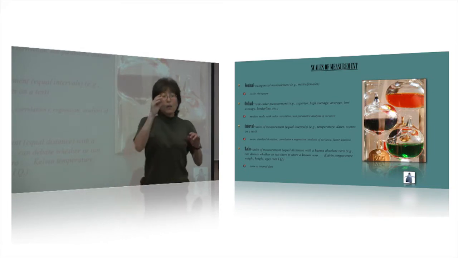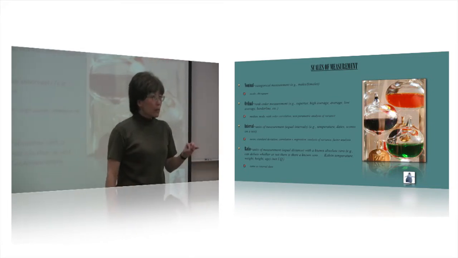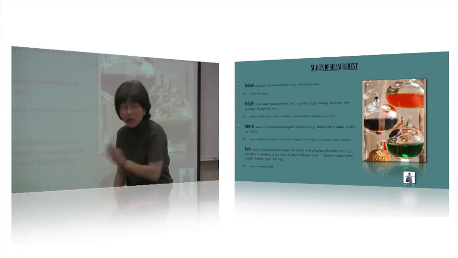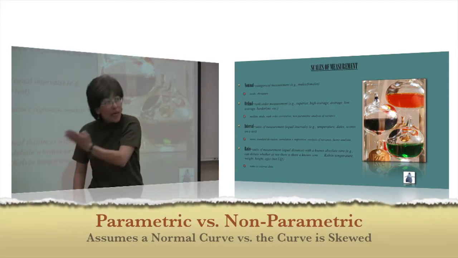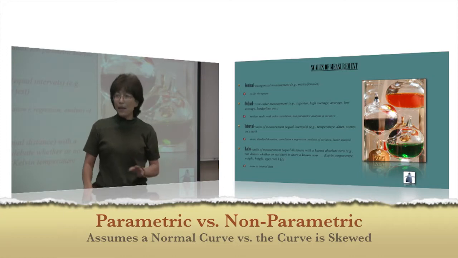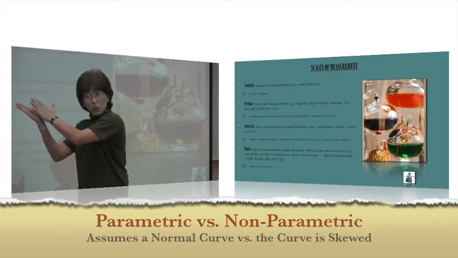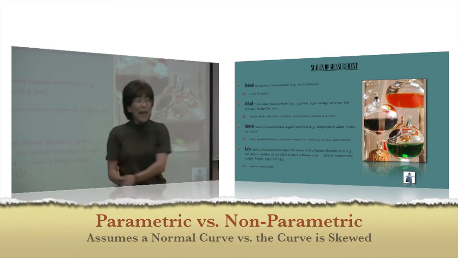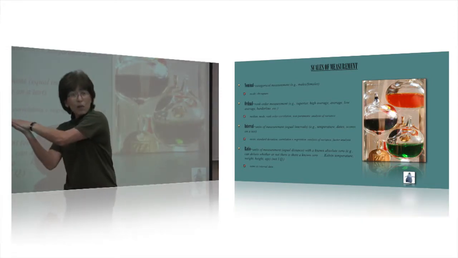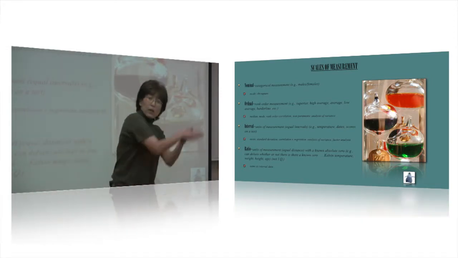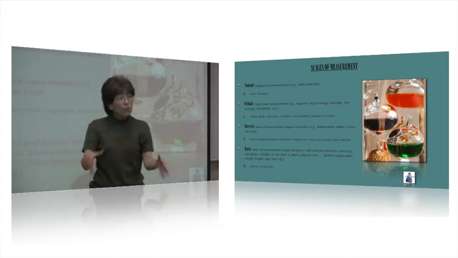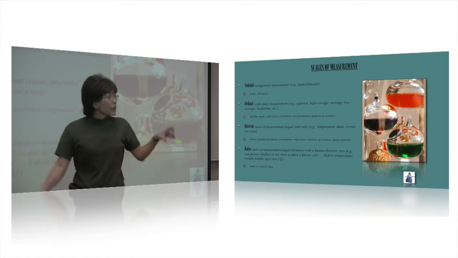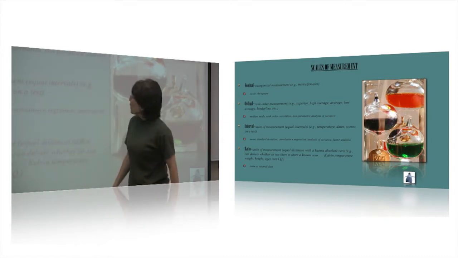And basically, when we say non-parametric versus parametric, parametric assumes that there's a normal curve. If we say non-parametric, we can't make that assumption. It may be skewed in one direction or another direction. Too many A's on the test. Almost everybody got an A. Or almost everybody flunked. There's no bell curve where there's a whole bunch of people in the middle and some A's over here, a few failing grades over here.